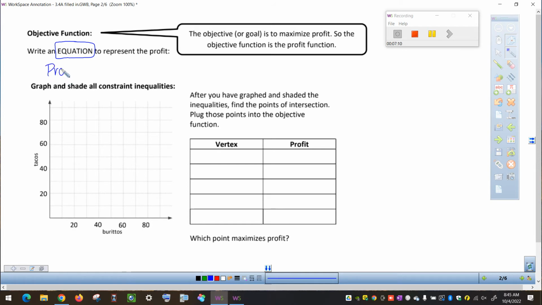And so I'm just going to write out the word profit, and here we're going to write an equation, so the overall profit equals. Now, remember back in the problem, it said that the burritos make a profit of $1.65. So we're going to do $1.65 multiplied by the number of burritos. And then the tacos made a profit of $1.05. So we're going to do $1.05 multiplied by the number of tacos.